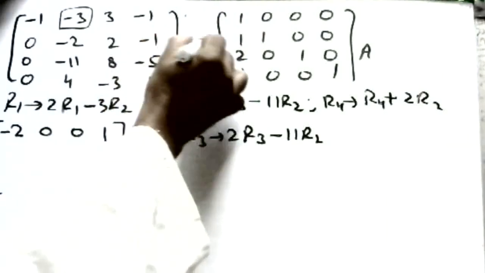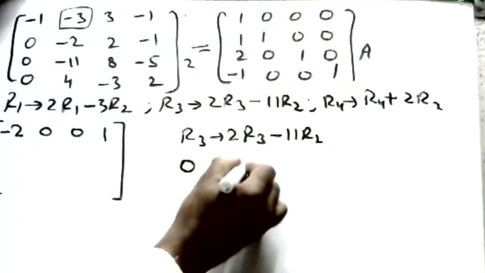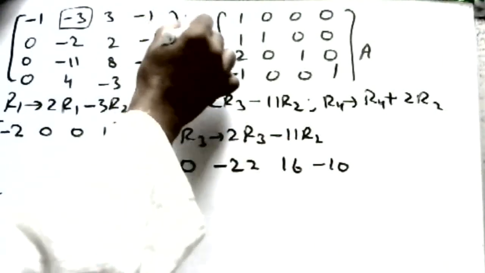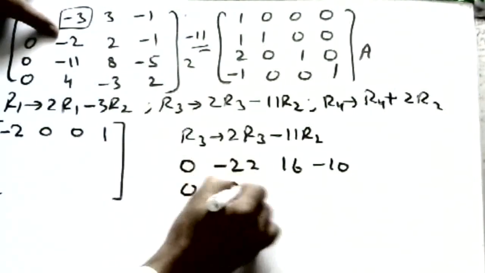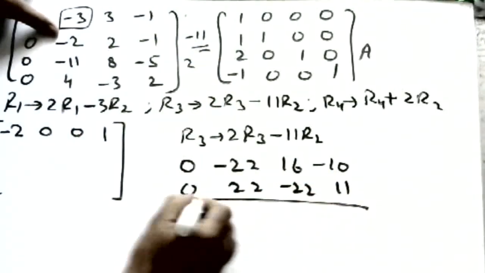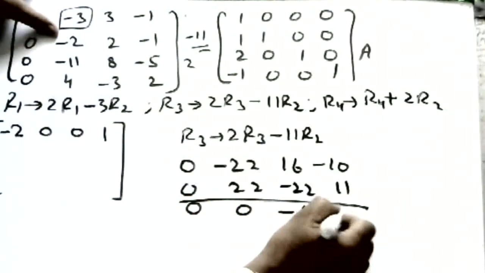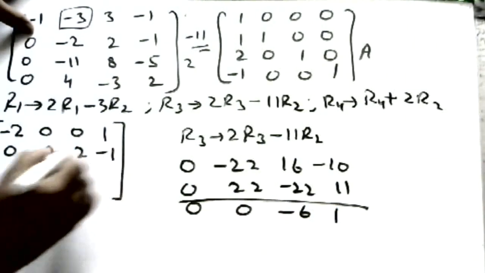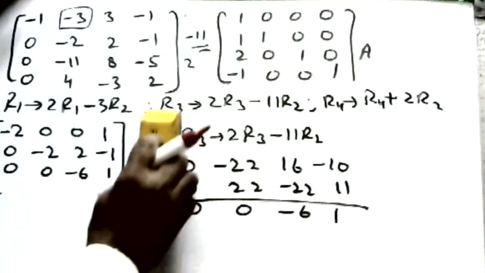2R3 means we have to multiply 2 into R3. So 2 into 0, 0, minus 2 11s are 22, 2 8s are 16, 2 5s are 10, 2 R3, minus 11 R2, minus 11 into 0 will be 0, minus into minus plus 11 2s are 22, minus into plus minus 22, minus into minus plus 11, so add this one, 0, 0, this will be minus 6, 1. So we got the second row, we are not changing, 0, minus 2, 2, minus 1. So third one we got 0, 0, minus 6, 1.